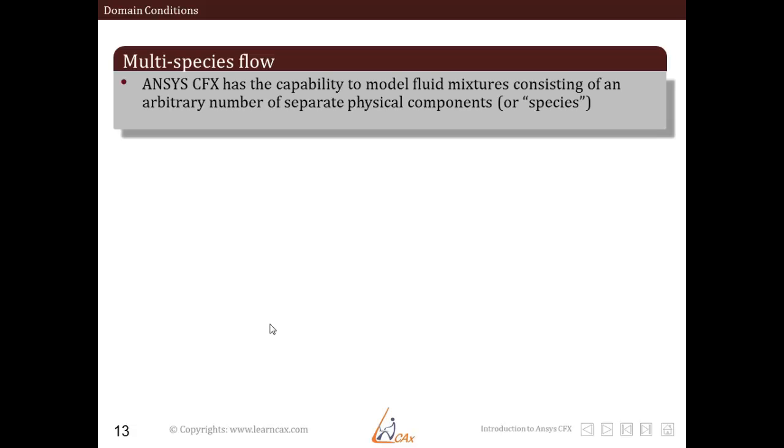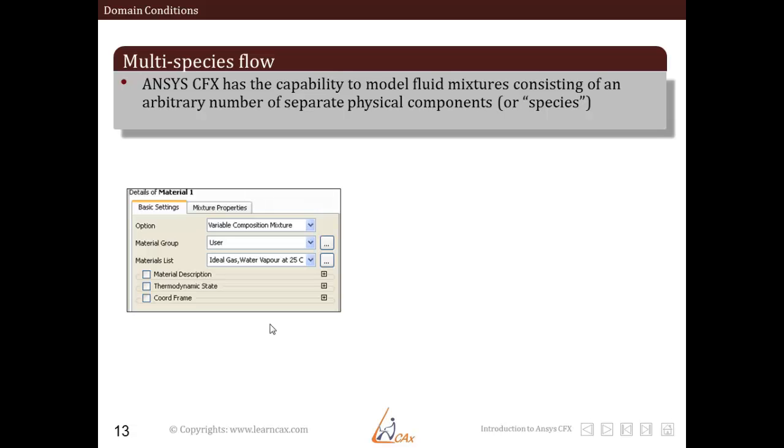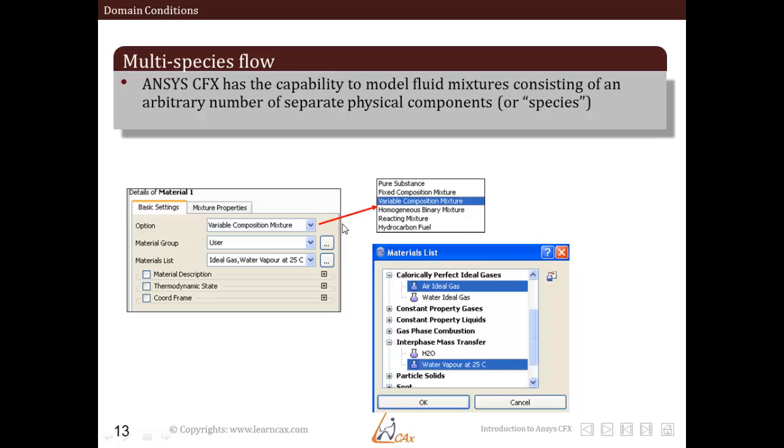Now let us say we want to model a mixture of gases or species or chemical species. How to do that? ANSYS CFX has the capability to model fluid mixtures consisting of an arbitrary number of separate physical components or species. For that, we have to select variable composition mixture in the basic settings of materials, which is in the drop down list. After that we can select a combination of chemical species or materials and define a mixture of two or more different materials. This is the way we create multi-species flow. So we press Ctrl and select different materials and prepare a mixture of them by selecting variable composition mixture.